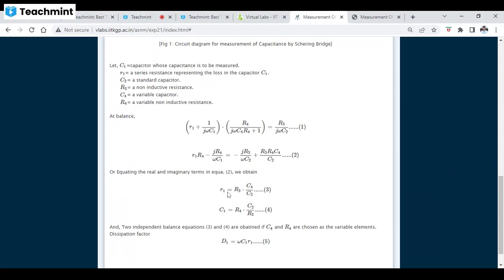So from equating the real part, we get the R1 value as R3 R4 by C2, and equating the imaginary part, we get the value of C1 as C1 equals to R4 C2 by R3.